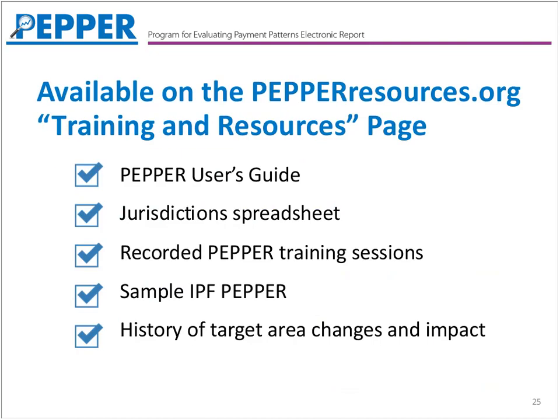Again, on the training and resources page of our website, you'll find a lot of resources. The user's guide is out there. There is a jurisdiction spreadsheet that identifies the total number of IPFs in each MAC jurisdiction in total and also by state. We have, of course, recorded PEPPER training sessions. There's a sample PEPPER out there. And then we do maintain a document that just keeps the history of the target area changes and what the impact of that would be, but we don't have any target area changes for this release.